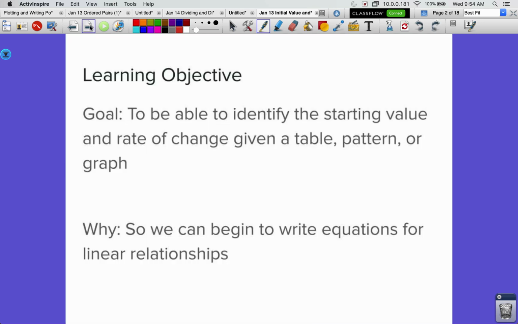Let's go ahead and get started, get those notes out. Goal for today is to be able to identify the starting value and rate of change given a table, pattern, or graph. Why are we doing this? So we can begin to write equations for linear relationships.